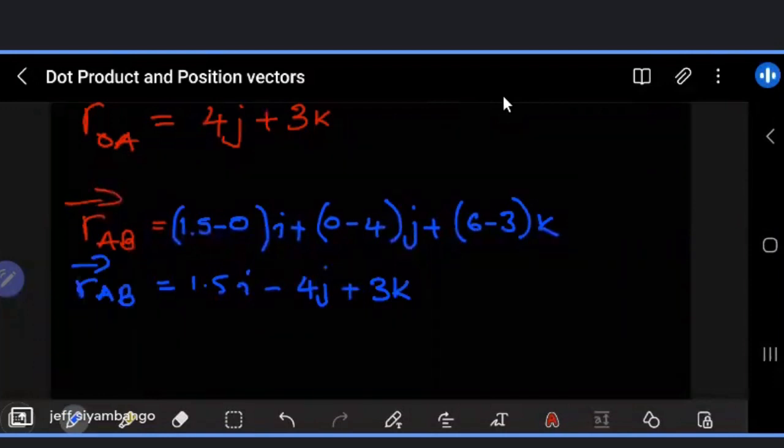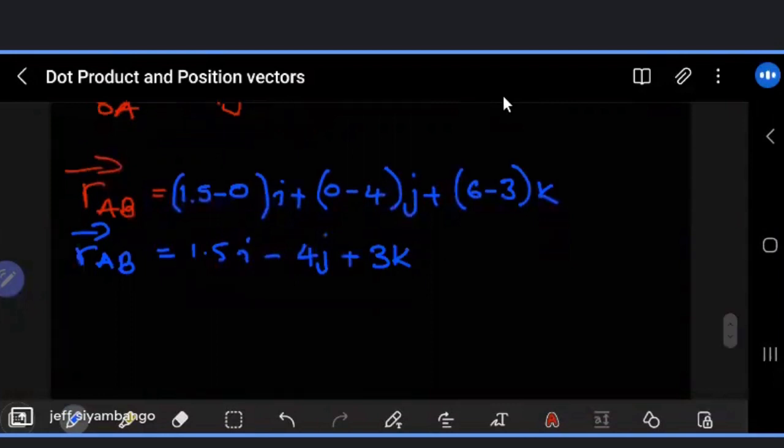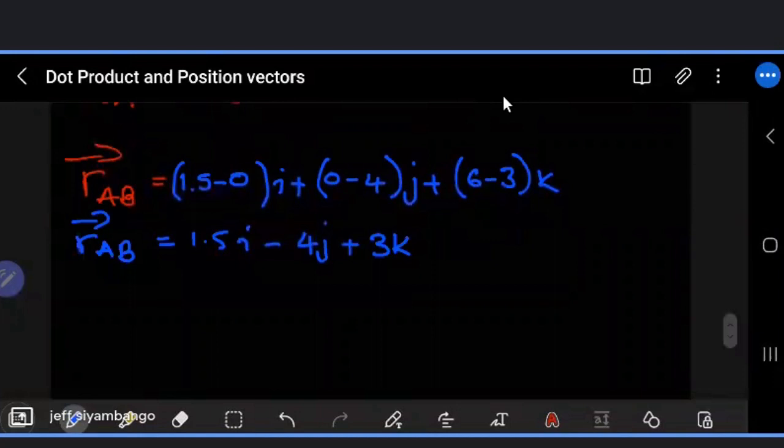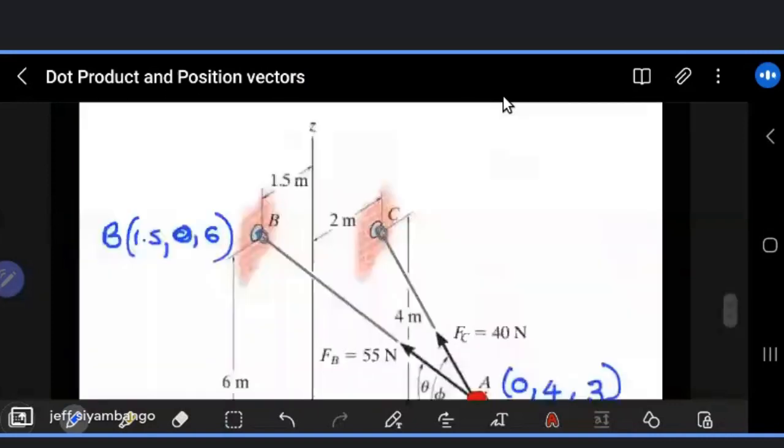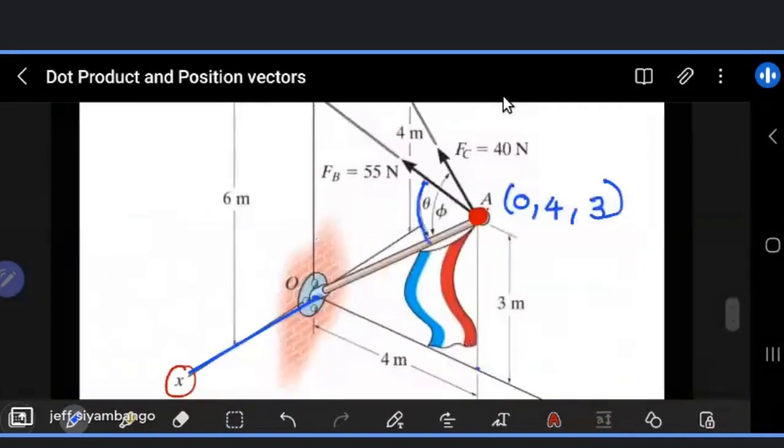Having done this, we can now easily evaluate the angle between ROA and RAB. To get that, all we'll do is evaluate the dot product. Let's say, it doesn't matter the order, ROA dot RAB has to be equal to the magnitude of ROA, the magnitude of RAB, then cos of the angle between them. So what's the angle between these two? The angle in question is this one, and they've labeled it as theta. So we're going to have a theta there.